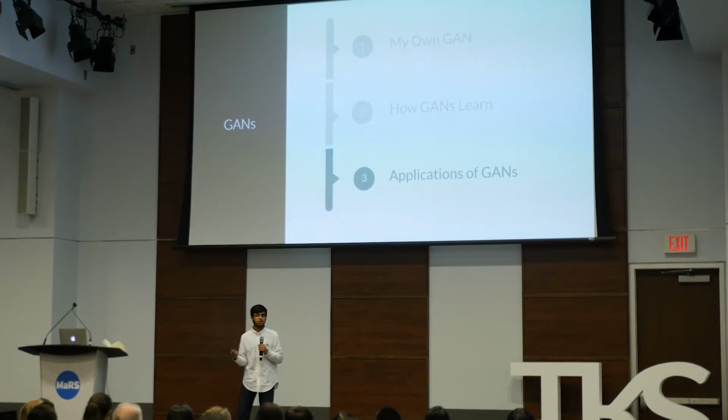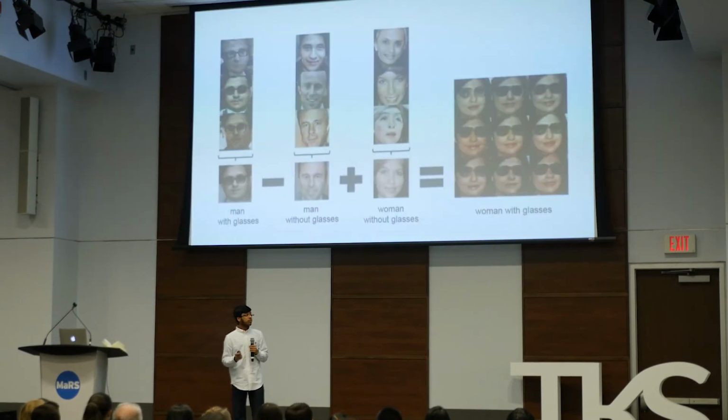So what are some applications of GANs? We've been able to do stuff like feature arithmetic. We've taken faces. So we've taken a man with glasses, subtracted a man without glasses, and then we added a woman without glasses to get a woman with glasses. And so it's pretty cool to see how you can do feature arithmetic with GANs.